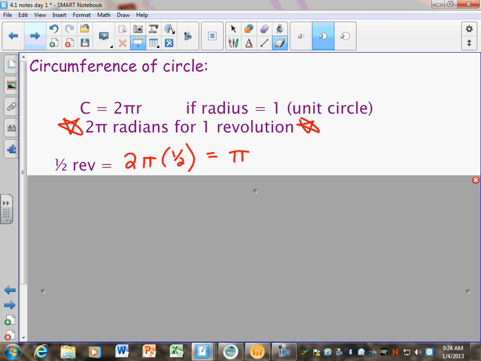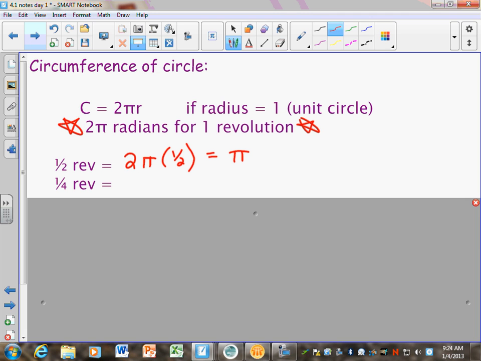So let's just practice a little bit more math here. What about a quarter of a revolution of a circle? Or 1/4 of a circle? What would I do to find that? Yeah, I'm going to take the whole circle, which is 2 pi, and I'm going to take 1/4 of it. So that means I'm going to multiply by 1/4. 2 times 1/4.